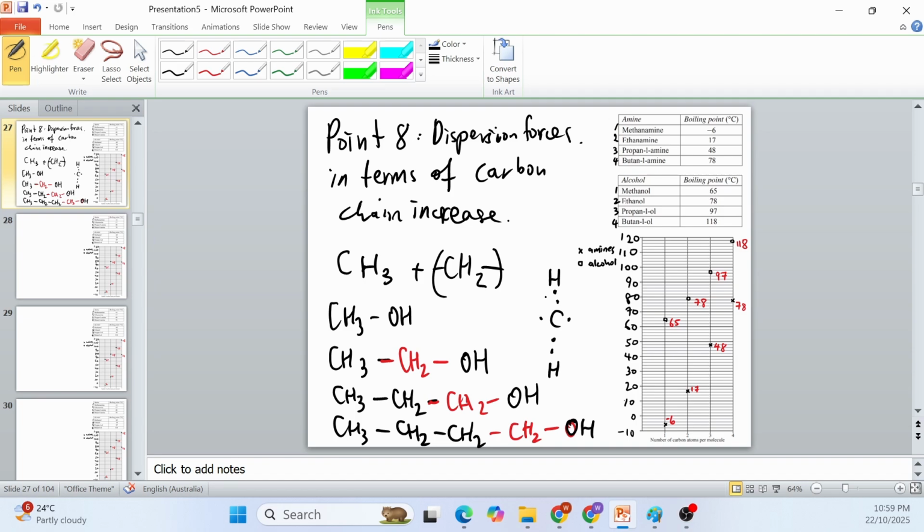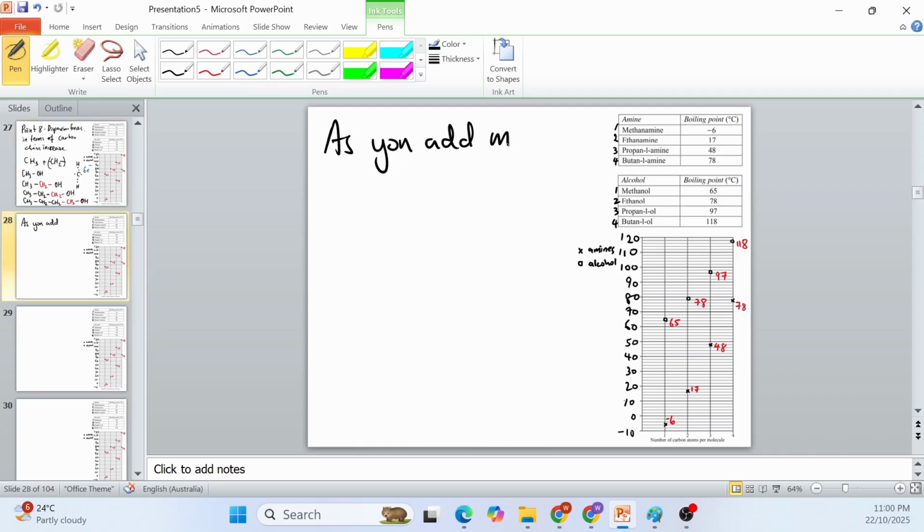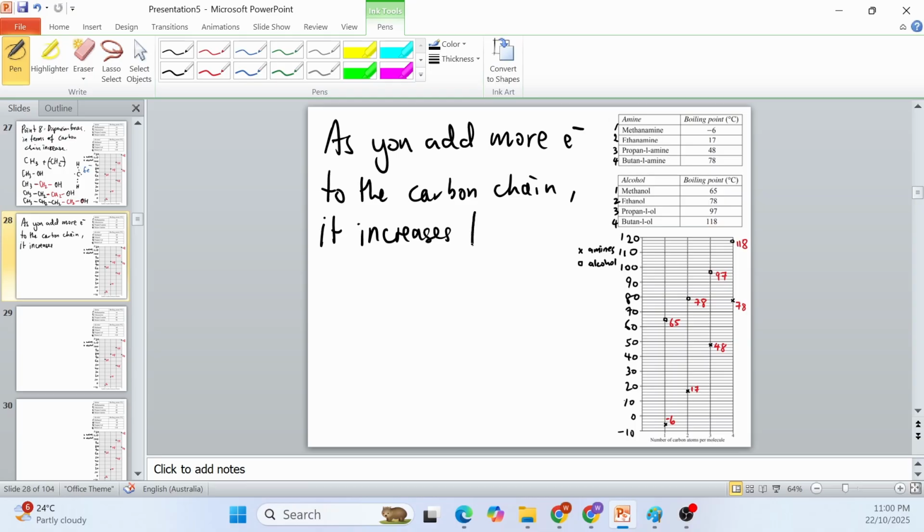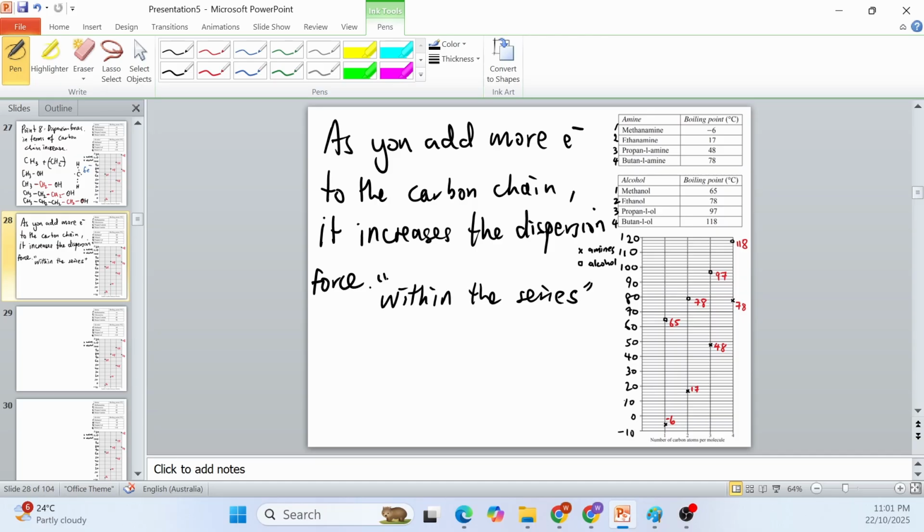So what you are essentially doing every time you add one set of CH2 to lengthen the carbon backbone is introducing 6 electrons. As you add more electrons to the carbon chain, it increases the dispersion force. So this explains why within the series, both amine and alcohol see an increase in boiling point as you go from C1 to C4.